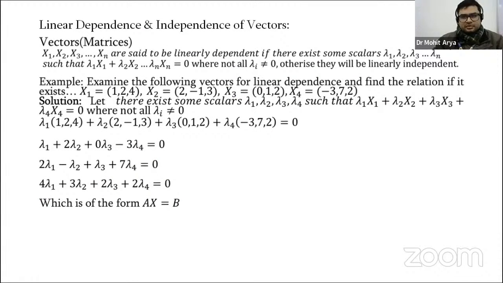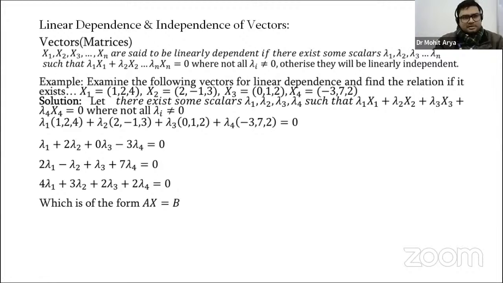If there are some vectors, say x1, x2, x3 up to xn, they are said to be linearly dependent if there exist some scalars with respect to these vectors. Suppose there are four vectors x1, x2, x3 and x4, then the scalars will be lambda 1, lambda 2, lambda 3 and lambda 4. Which means if there are n vectors, then there must be n scalars.